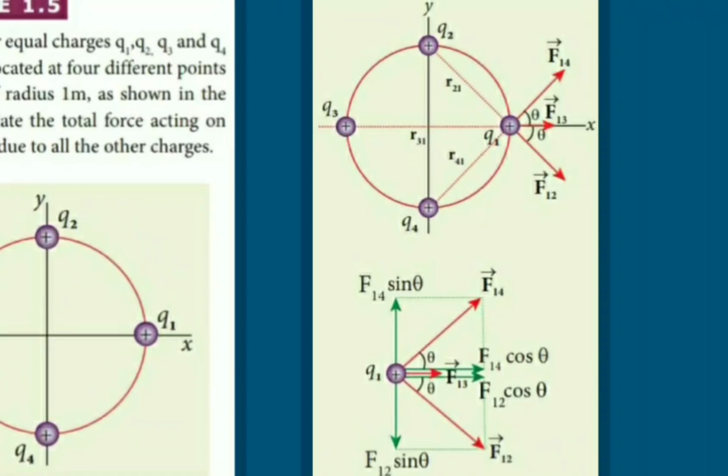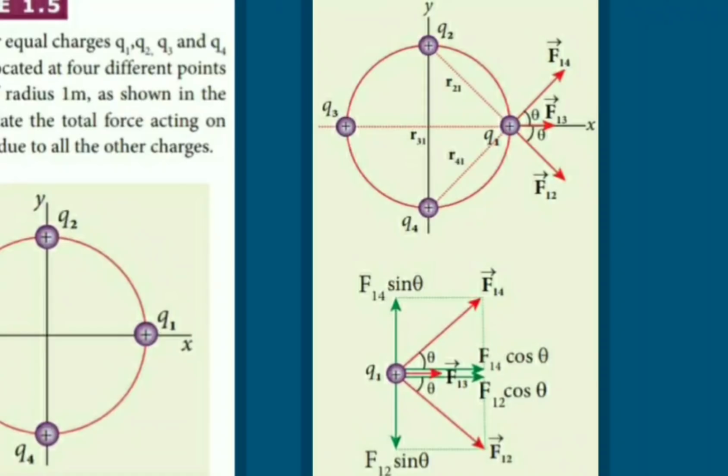So find out the direction in which the forces act. F13 will be acting along the positive x direction because they are similar charges, so they will repel each other. So it should act away from Q3 and Q1, along the positive x direction. Now look into F14 and F12. They are also similar charges, so they will repel each other. So it will be acting along F14 and F12.